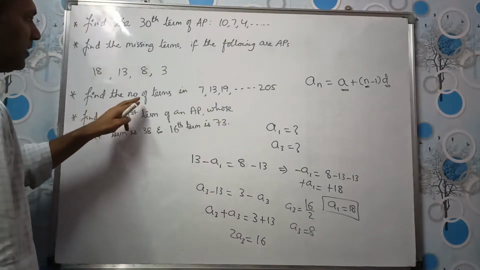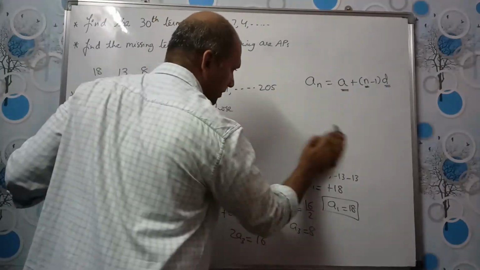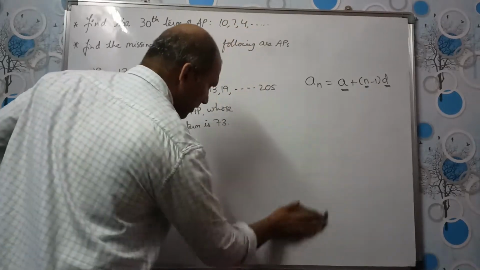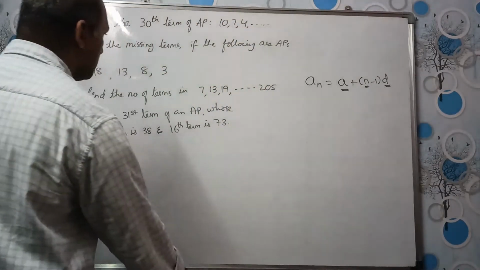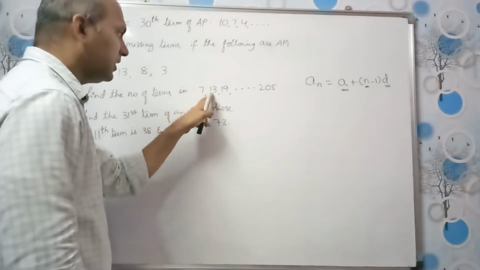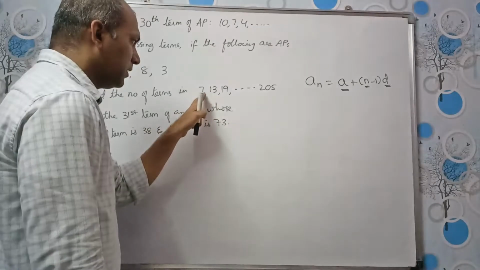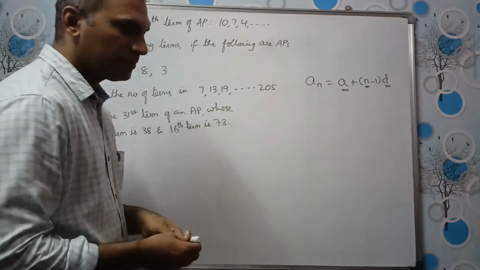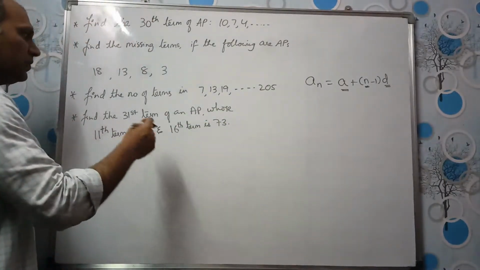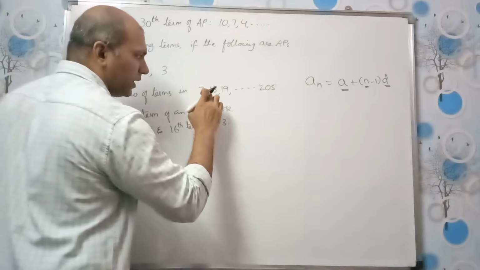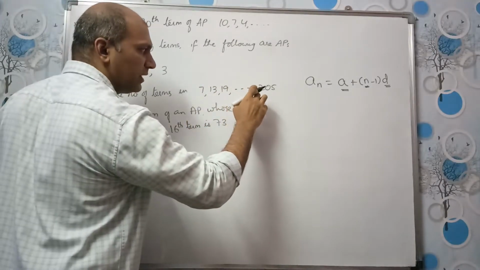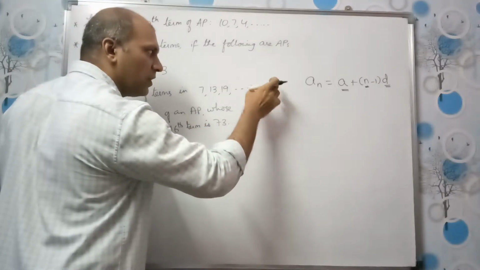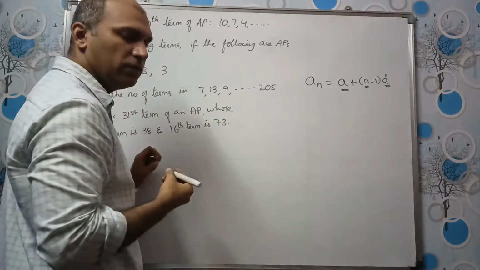Now find the number of terms. Okay, find the number of terms in this. This is an AP. 13 minus 7 is how much? 6. 19 minus 13 is 6 and so on. Okay, so we need to find the number of terms like this. 1, 2, 3, 4, 5, 6, 7, 8. Last term is 205. So how many terms are there in that? We need to find that.